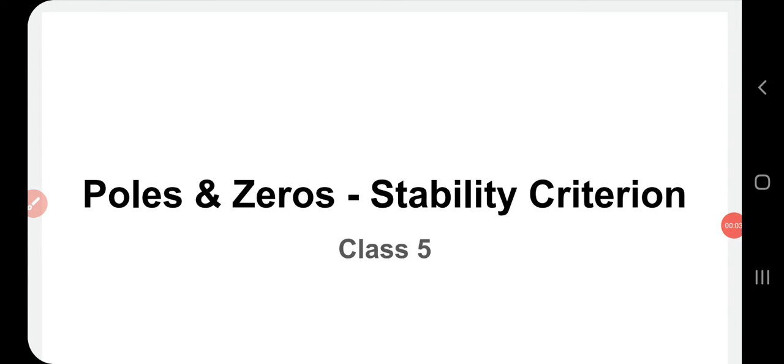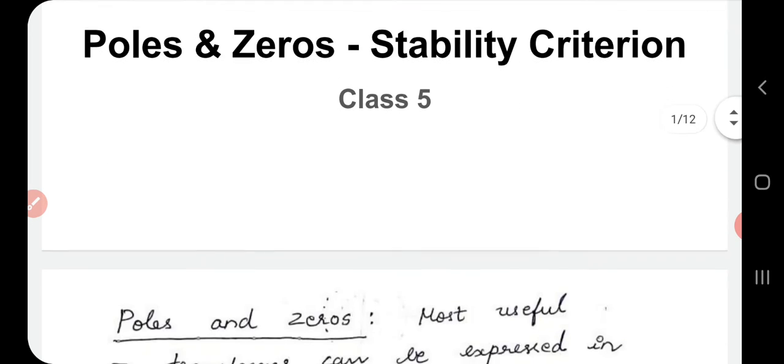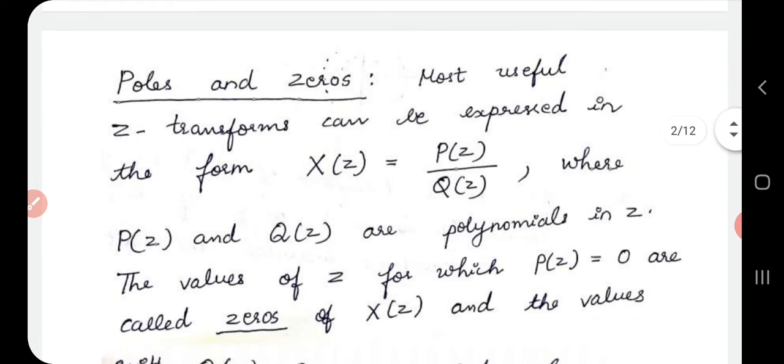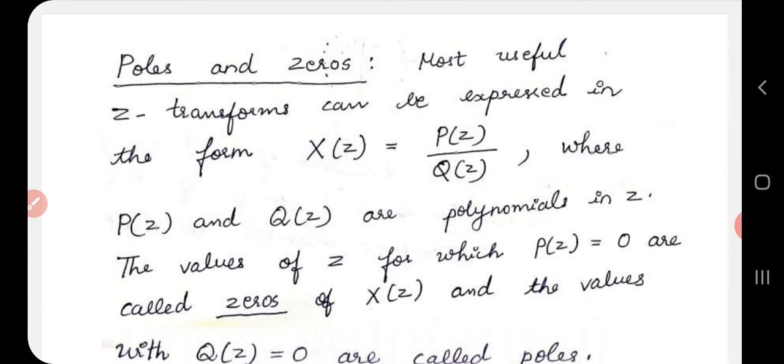Good morning. Now, the next section is about poles and zeros and also about the stability criteria. Okay. Now, what are poles and zeros? I think I have given a brief discussion about it in the last class. Let's see it once again. What are poles and zeros?